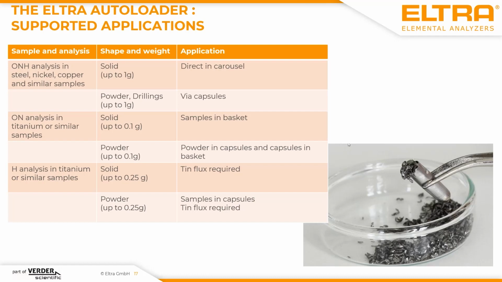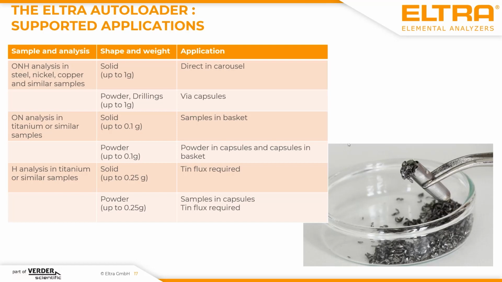When you are leaving the typical applications like nickel, copper, steel, or whatever, and are going to refractories like titanium, you have to consider the standard. And this does mean you are limited to 0.1 gram. And this solid sample of 0.1 gram is usually placed in a basket. This is no problem because the holes in the analyzer carousel are big enough, so you always can perform a titanium application.